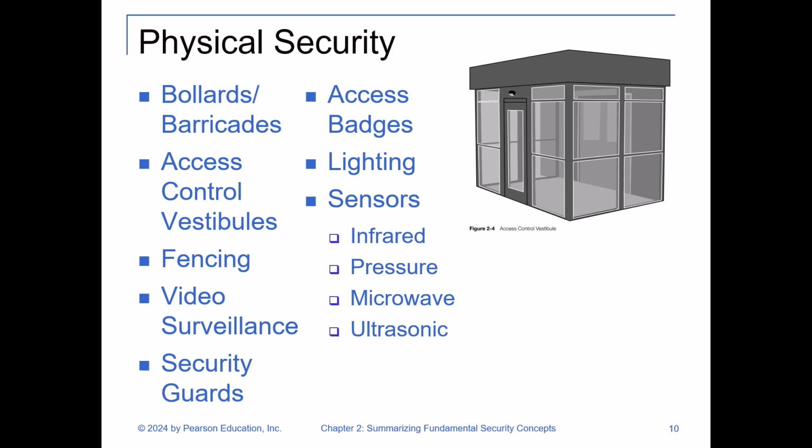Moving on, we have our physical security. Bollards, barricades. So when you pull up to a road and you see the little yellow pipes coming up, those are bollards. Access control vestibules, fencing, lighting, surveillance, security guards. These are all physical controls. Sensors and all the subtypes of sensors. Lighting. Actually having a well-lit facility is a deterrent. It is a physical security control.